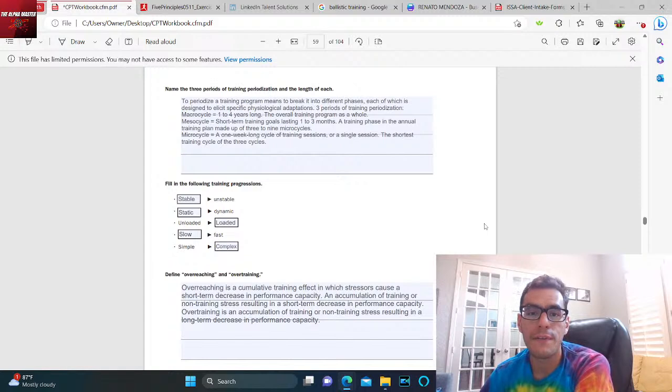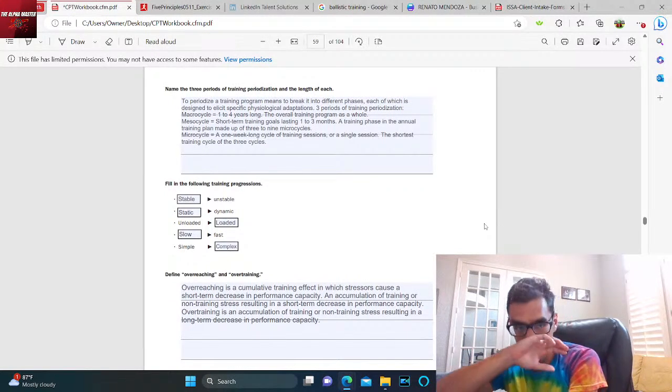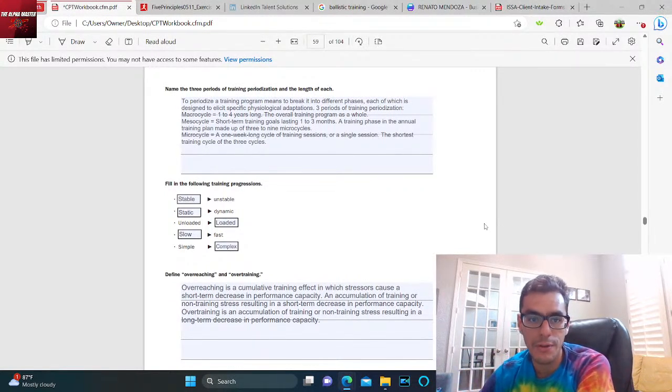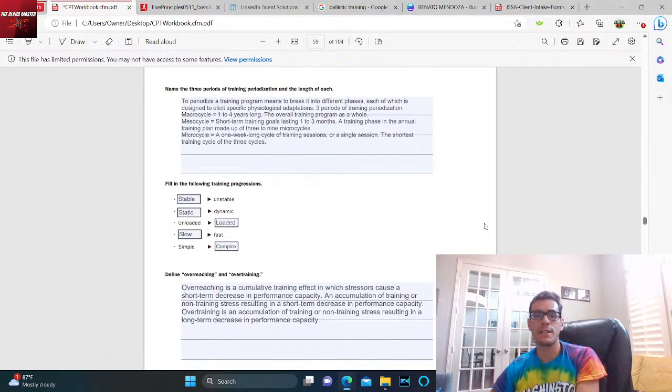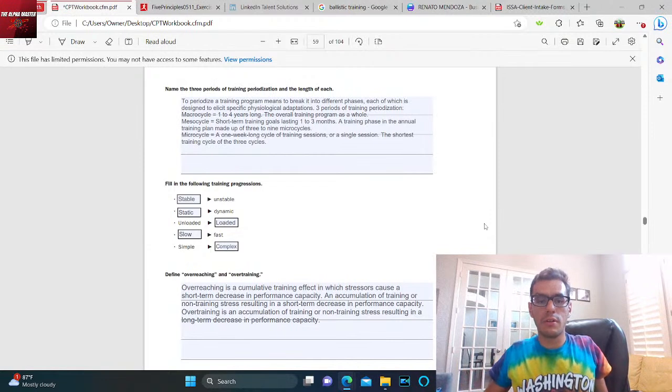The three periods of the training periodization are going to be the macrocycle, which is 1 to 4 years long, the overall training program as a whole; the mesocycle, which is going to be a short-term training goal lasting from 1 to 3 months, a training phase in the annual training plan made up of 3 to 9 microcycles; and the microcycle, a 1 week long cycle of training sessions or a single session. The shortest training cycle of the three cycles is going to be the microcycle.